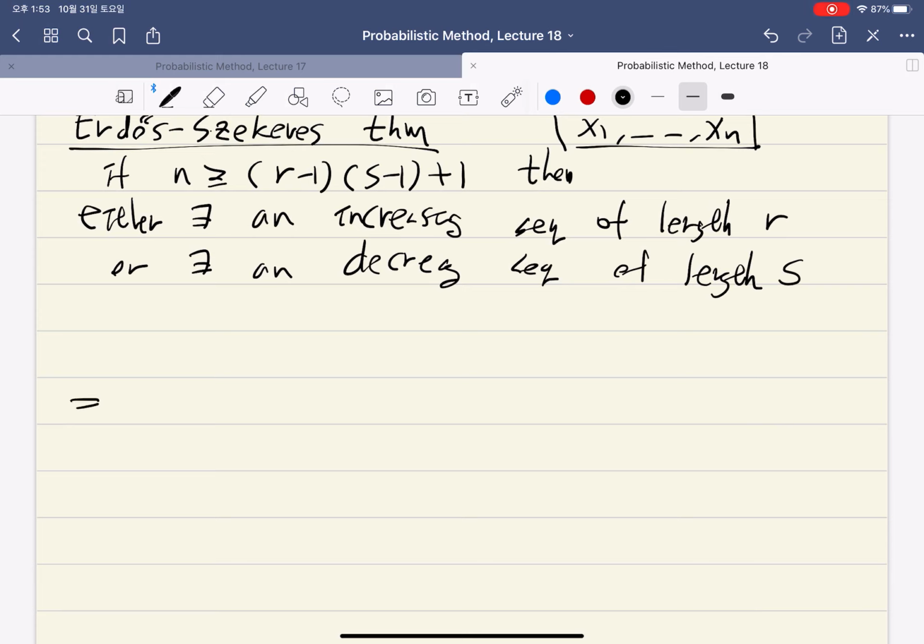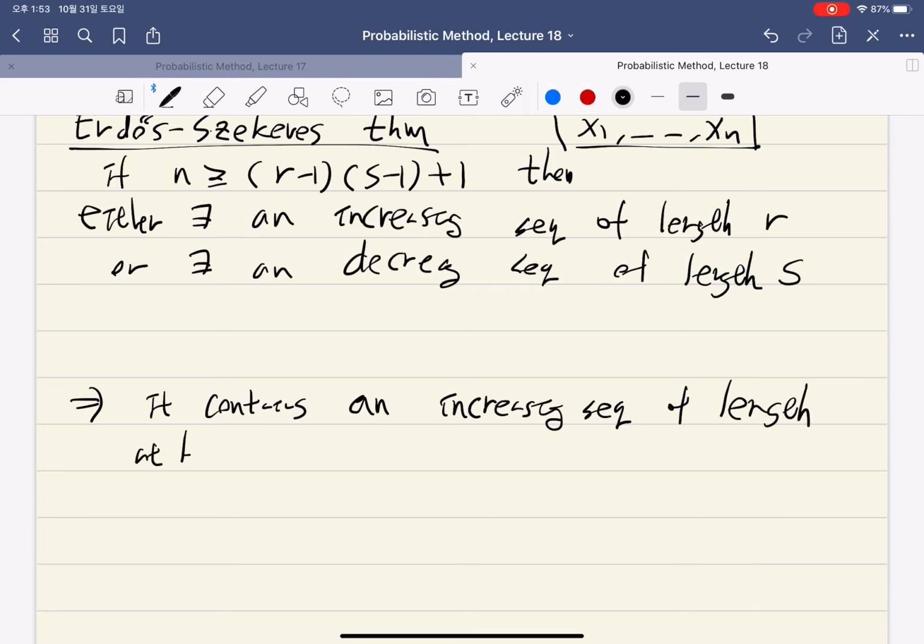Then by the Erdős-Szekeres theorem, it contains an increasing sequence of length at least 1 over c times n to the 1 half.